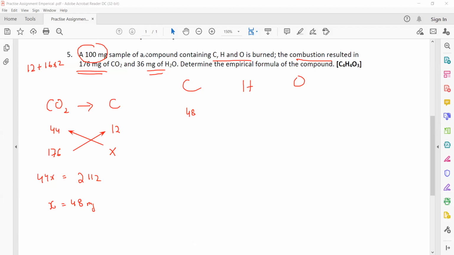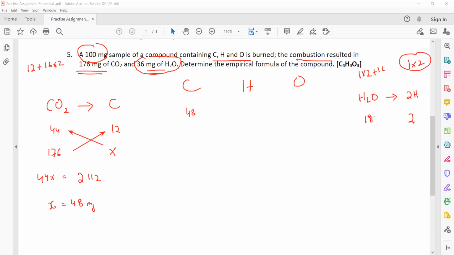Then we have the water, 36 milligrams of water. So when we have water, water is H2O. If we have one molecule of water, how many hydrogen are there? 2 hydrogen. So one molecule of water contains 2 hydrogen. And what is the mass of one molecule of water? That is 1 multiplied by 2 plus oxygen is 16. So the mass of one molecule of water is 18. So if 18 grams or milligrams of water is there, what is the mass of hydrogen? That is 2, because one hydrogen mass is 1 multiplied by 2, so the total mass will be 2.